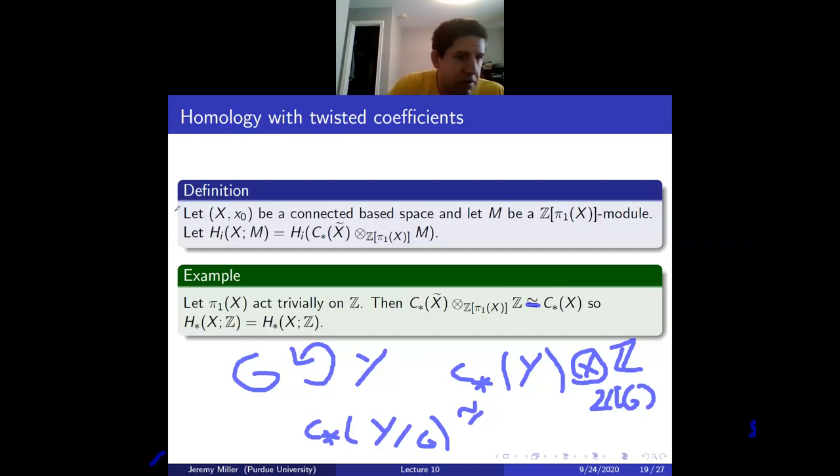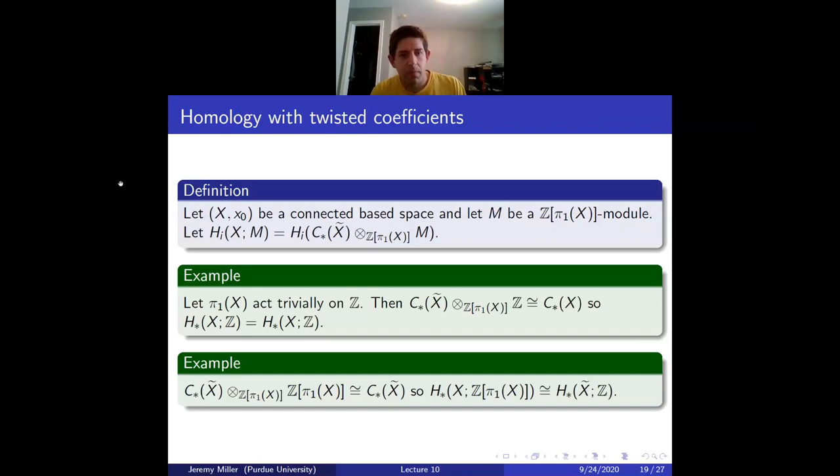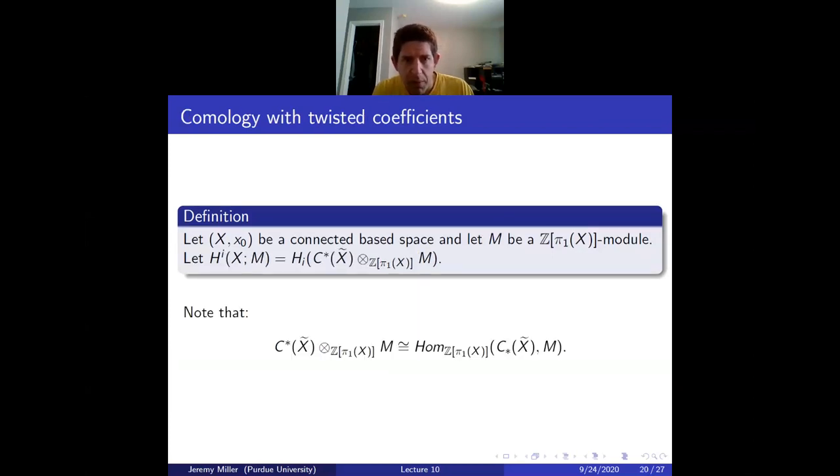Any questions? Okay. And we can define cohomology with twisted coefficients either by taking cochains, which is the same thing as Hom from chains into the module. So this is what homology and cohomology with twisted coefficients means.